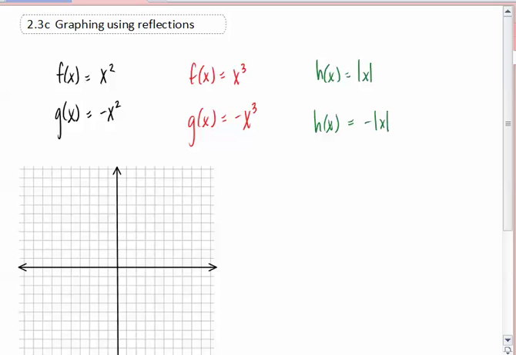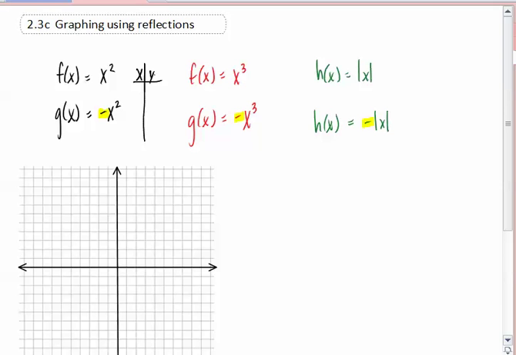Alright, so we're going to take a look at graphing using reflections. Now, you notice that the adjustment that has happened to each of these is just a negative that has been placed on the outside of the function. It's a negative that's been placed on the outside of the parent identifier. So this means that this is going to be a vertical reflection. Now, let's just take a quick look at why.